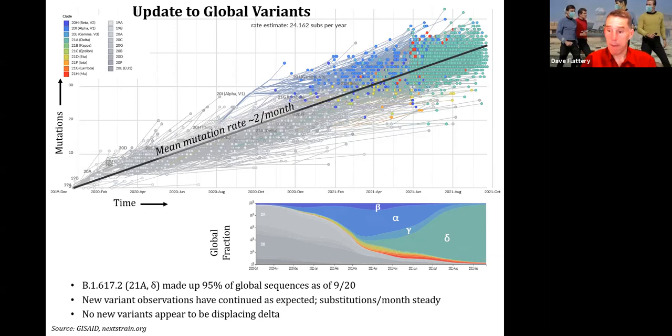And there have been new variants observed, as you can see in the graph above, but nothing seems to be challenging Delta right now. It's in charge.